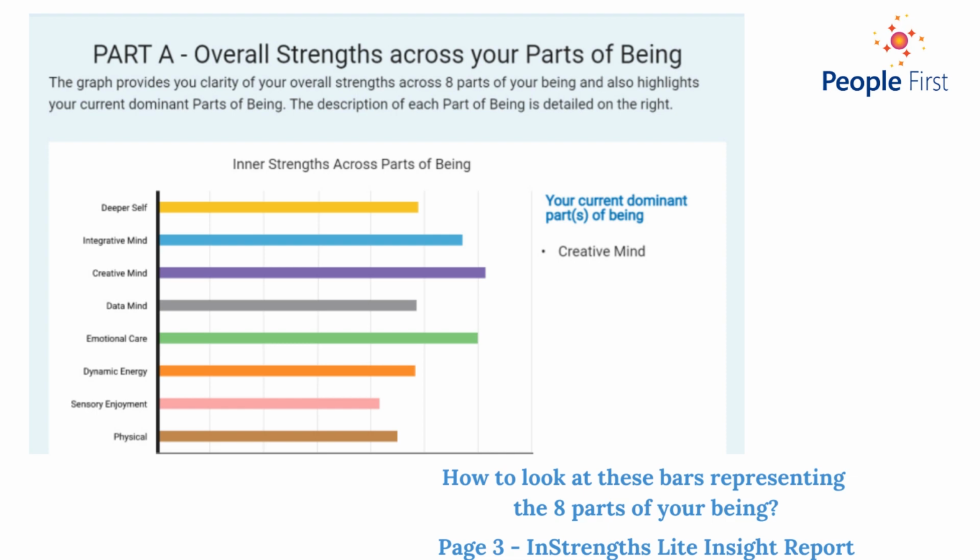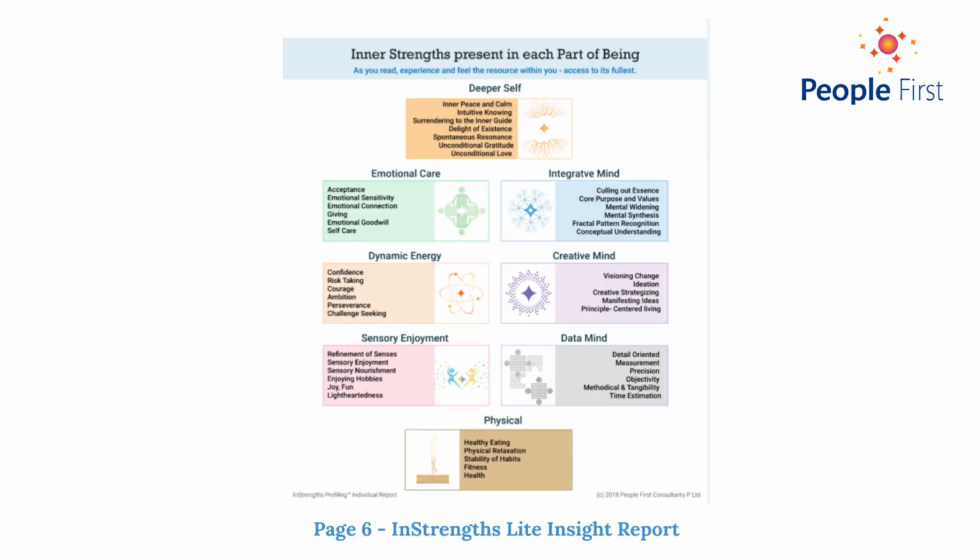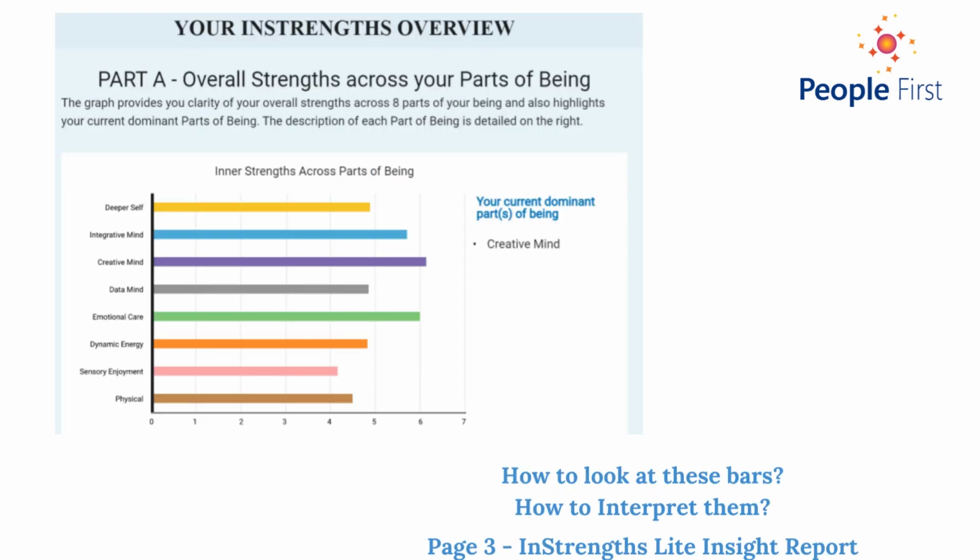So for a second, flip to page 6 of the PDF, where you will have an overview of the 8 different parts of being. So in this, I'm going to share how you look at and interpret these bars. And in that process, I will also explain what the 8 different parts of being are. Now let's look at page 3.